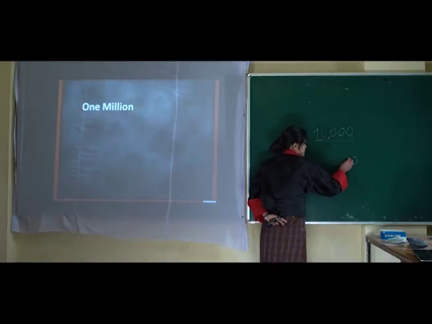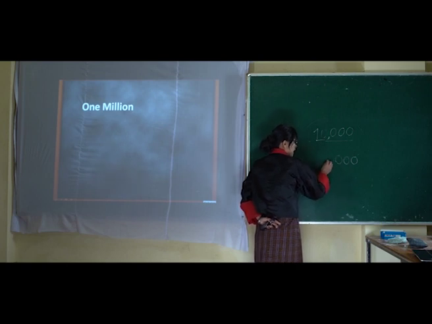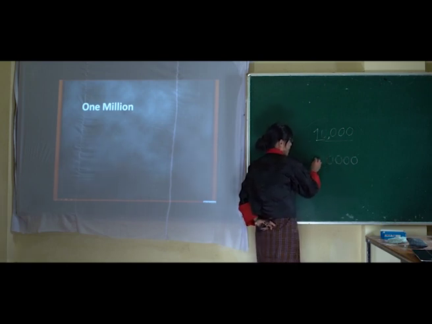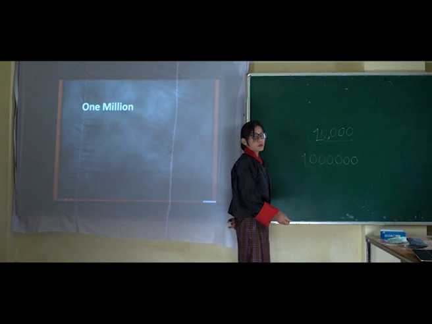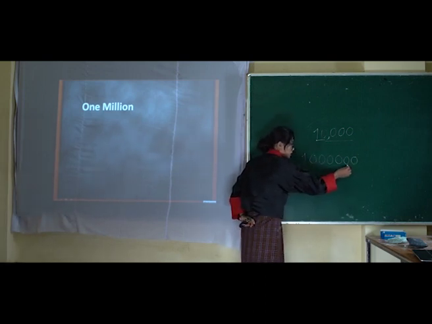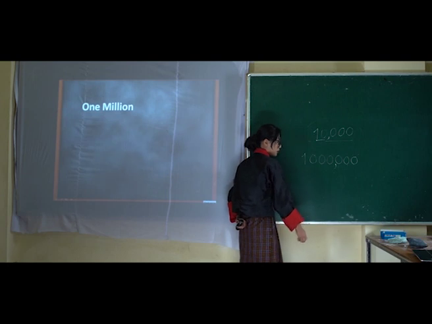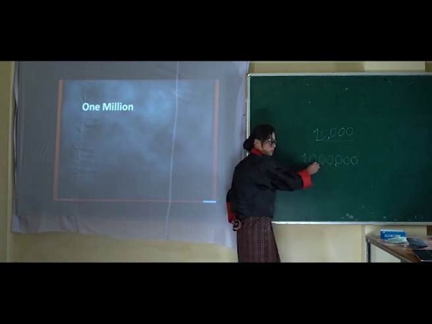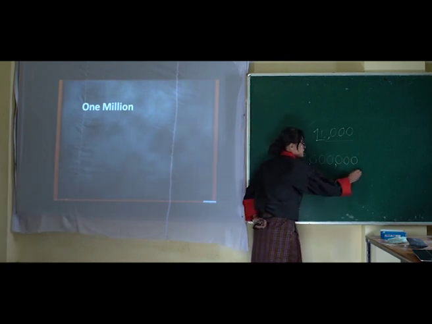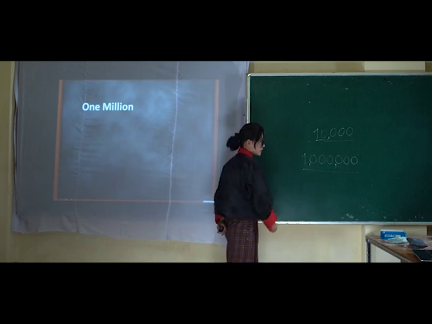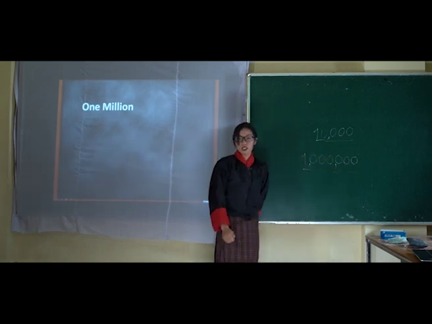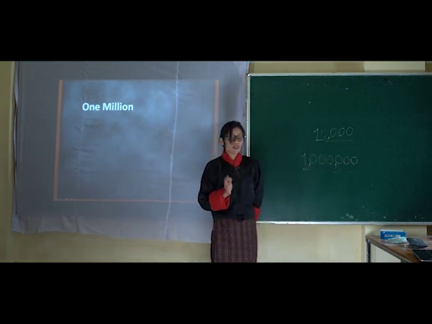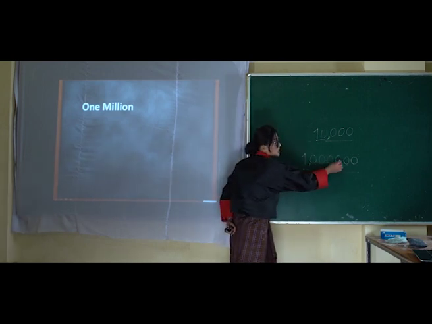Ones, tens, hundreds, thousands, 10,000, 100,000, and 1 million. Let's place the commas. 1, 2, 3, one group, put a comma. 1, 2, 3, another group, another period, put a comma. This is how you write 1 million. Let's count the number of digits. 1, 2, 3, 4, 5, 6, 7. 1 million is a 7-digit number and has 6 zeros.